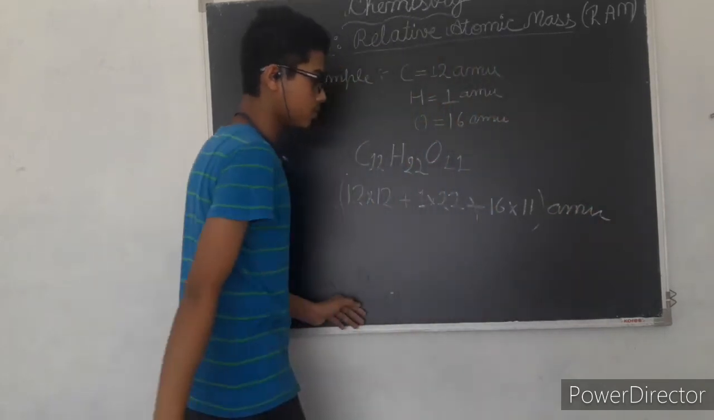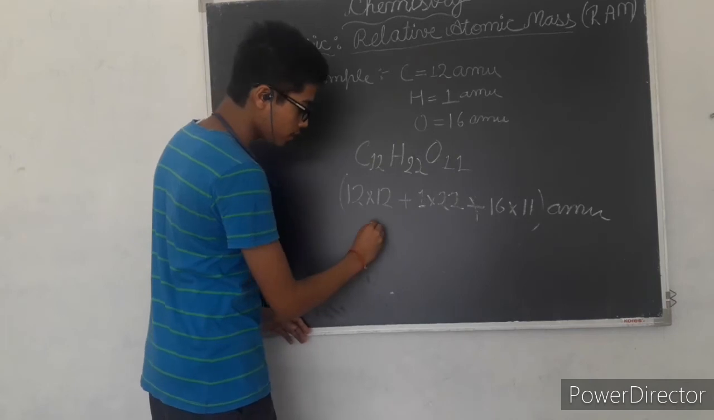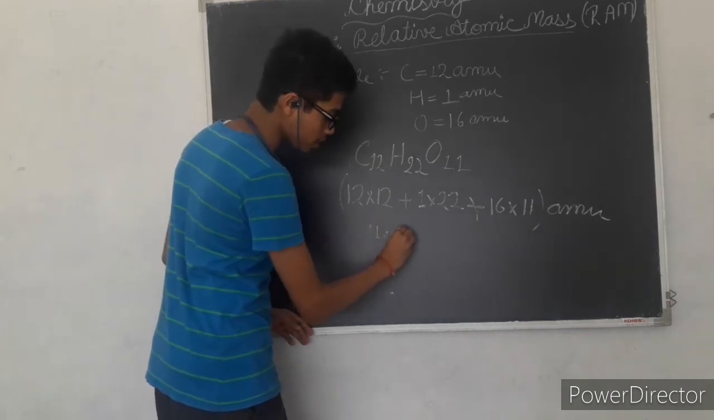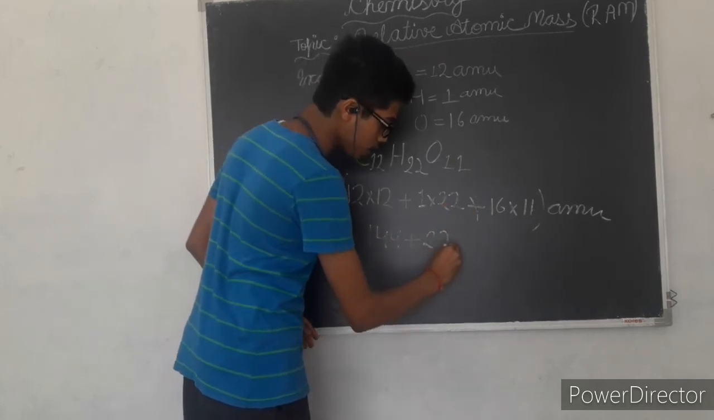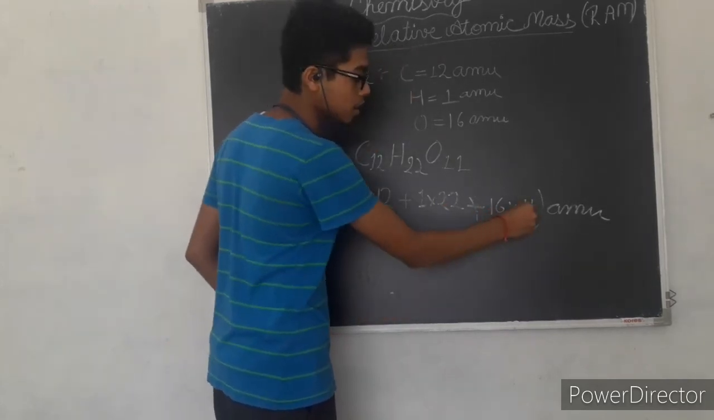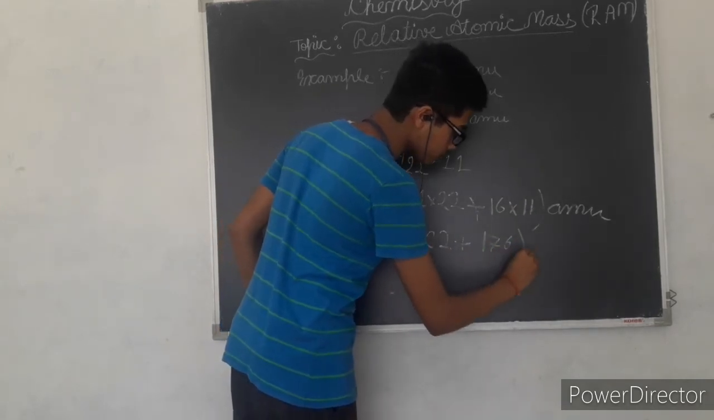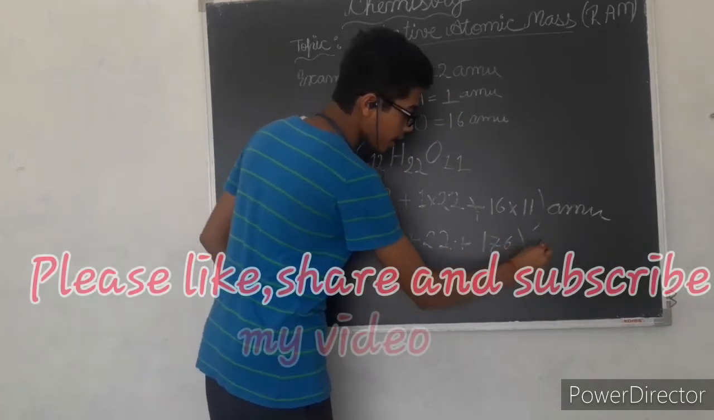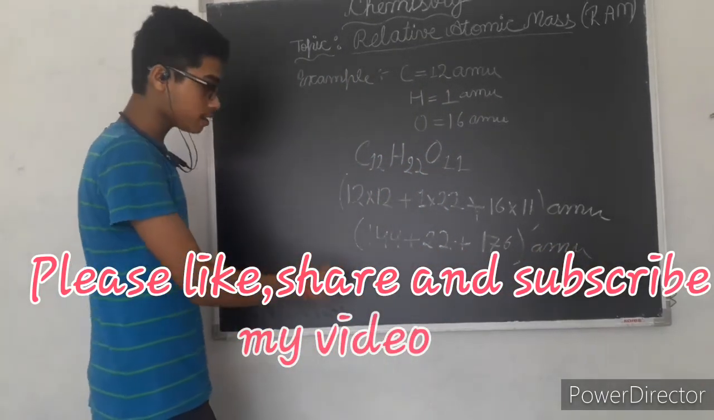AMU. Now let us add. 12 into 12 will be 144. Addition sign. 1 into 22 will be 22. Then addition sign. 16 into 11 will be 176 AMU. Now let us add this.